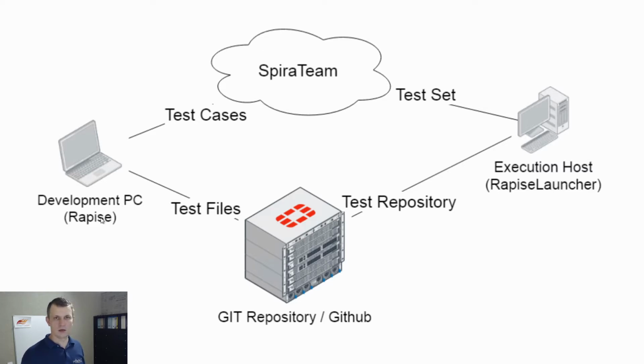The development PC has Rapise, and here we have a copy of the test and develop tests. We save test files to Git, so we have some central Git repository or GitHub repository. We now will be saving test cases to Spira Team and linking them to corresponding files in this Git repository. And the execution host that will run Rapise Launcher will know how to read test set information from Spira, and how to get corresponding files from the Git repository and then execute this test set.